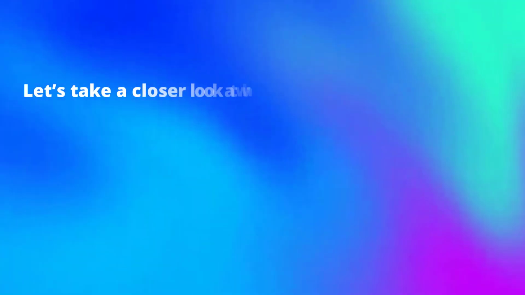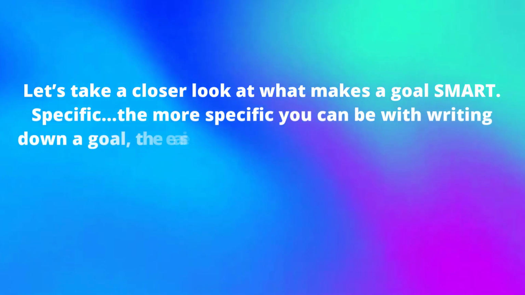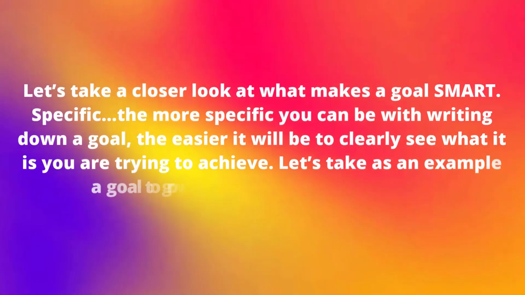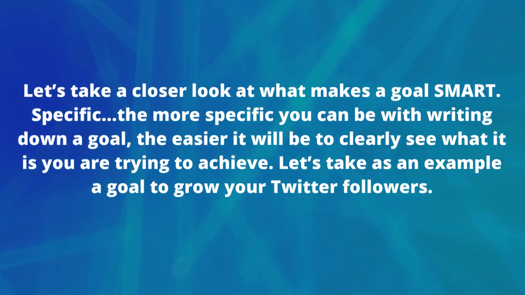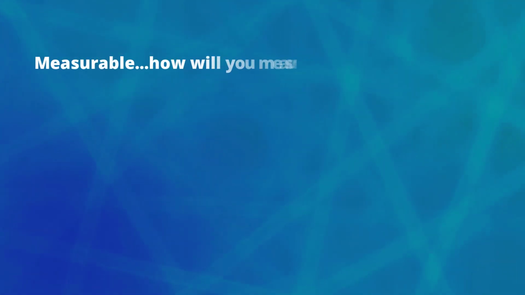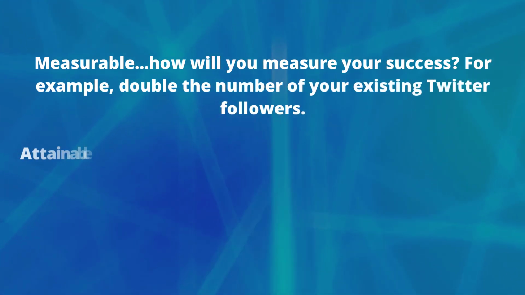Let's take a closer look at what makes a goal SMART. Specific. The more specific you can be when writing down a goal, the easier it will be to clearly see what it is you are trying to achieve. Let's take as an example a goal to grow your Twitter followers. Is it measurable? How will you measure your success? For example, double the number of your existing Twitter followers.